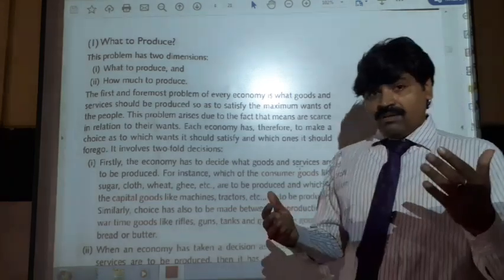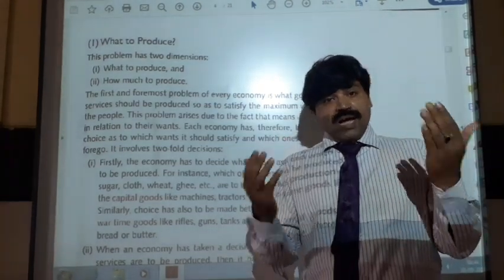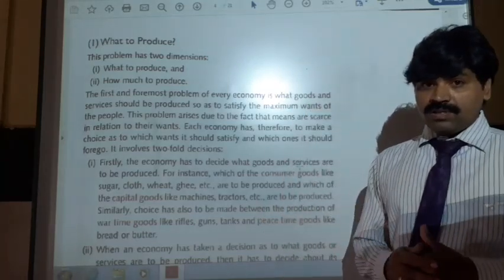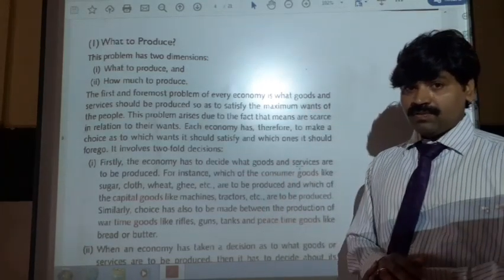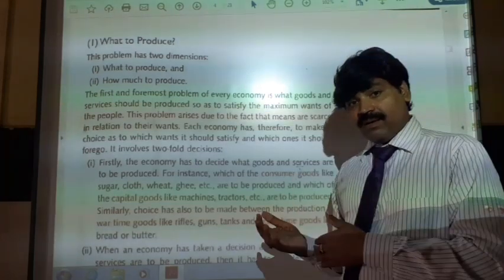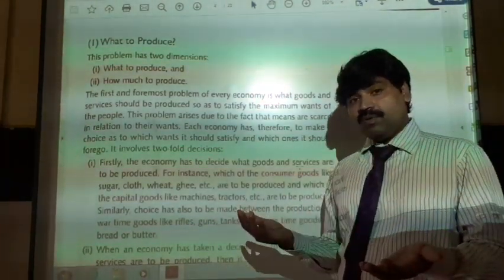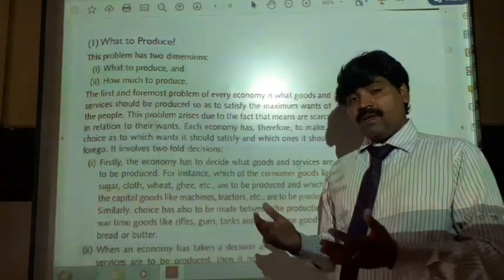Because we have to decide whether we have to produce capital goods or consumer goods, and in what amount we have to produce consumer goods and in what amount we have to produce capital goods.